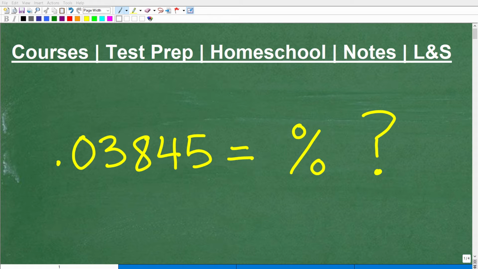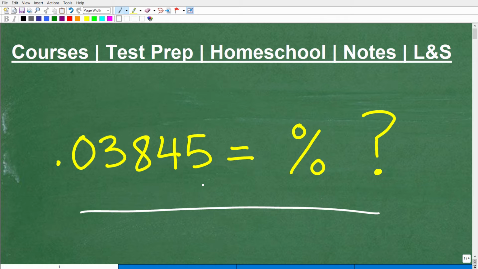Okay, let's talk about basic percent concepts. And probably nothing's more basic than a question like this. What we have here is a decimal, 0.03845. And we want to know what this number is equal to in terms of a percent. So you want to convert the decimal to a percent or write the decimal as a percent. And hopefully, you can do this without the aid of a calculator.